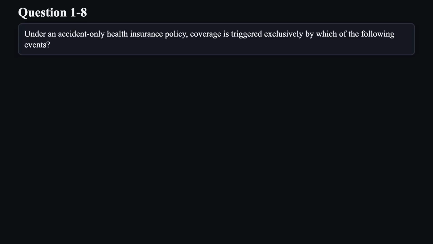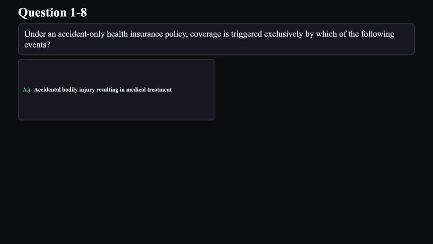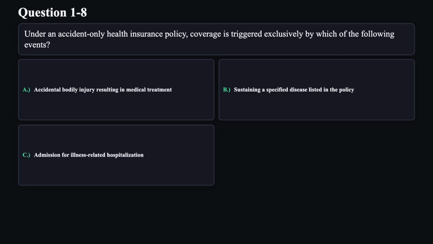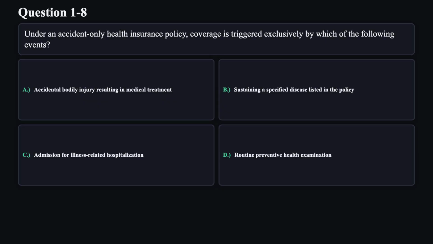Question 8. Under an accident-only health insurance policy, coverage is triggered exclusively by which of the following events? A. Accidental bodily injury resulting in medical treatment. B. Sustaining a specified disease listed in the policy. C. Admission for illness-related hospitalization. D. Routine preventive health examination.